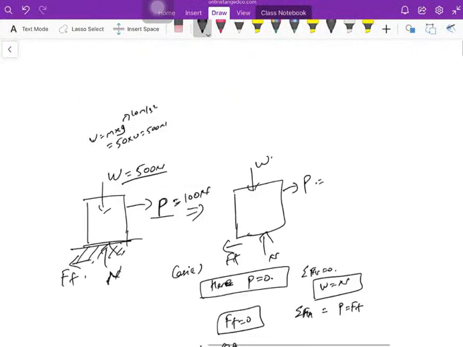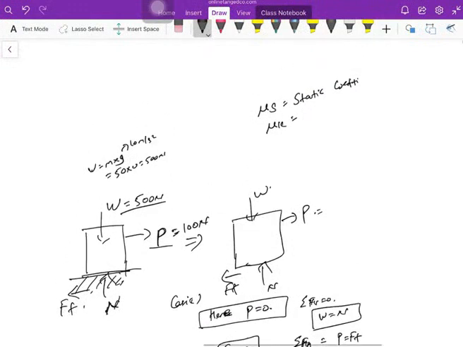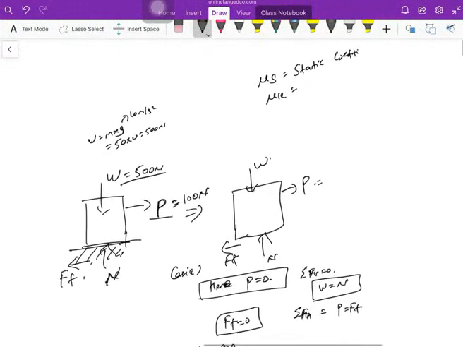There are two types of coefficient of friction. One is mu s, the static coefficient of friction, and another one is mu k. Mu is nothing but the coefficient of friction. Mu k is the dynamic coefficient of friction.